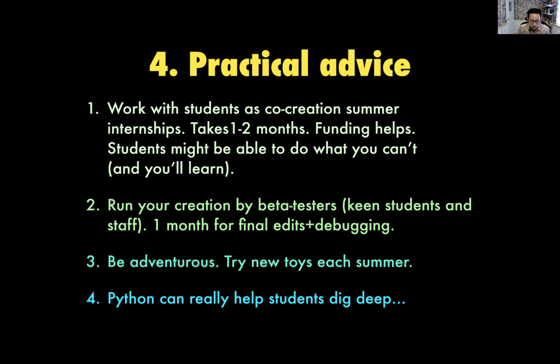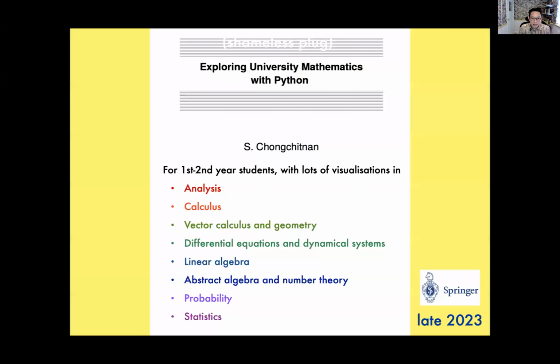A really good way to do this is to have a look at a really good reference. The best book for this Python thing is by this person, me, and this is a shameless plug. It's a book coming out later this year with Springer, Exploring University Mathematics with Python. If you like those kind of visualizations that I showed you with Python, the whole book is about that. We've got visualizations in analysis, calculus, vector calculus, differential equations, dynamical systems, linear algebra, abstract algebra, number theory, probability, and statistics.